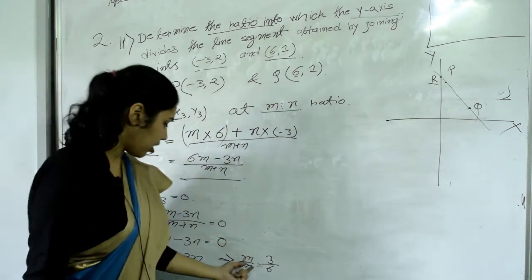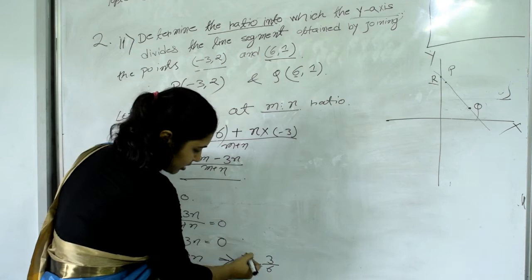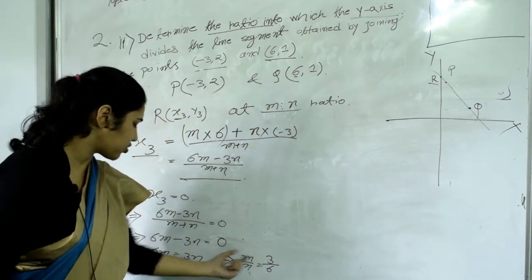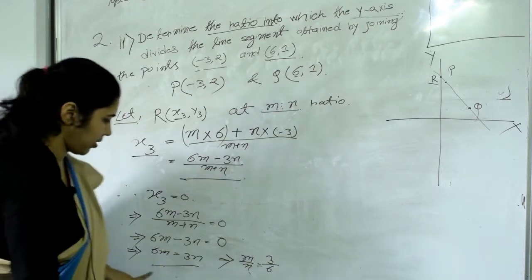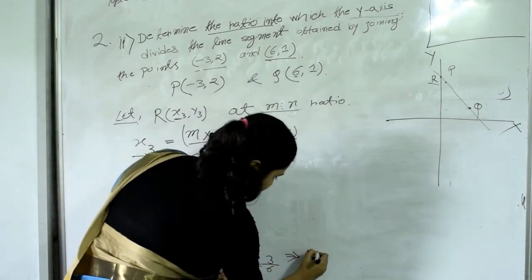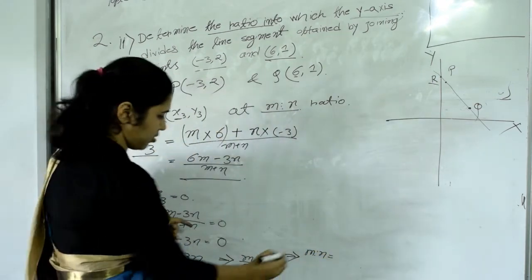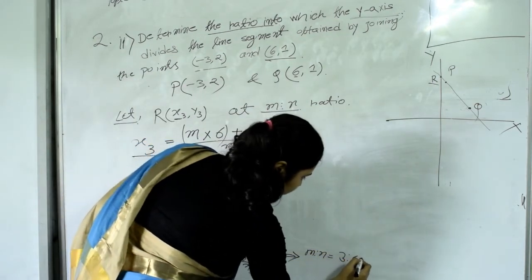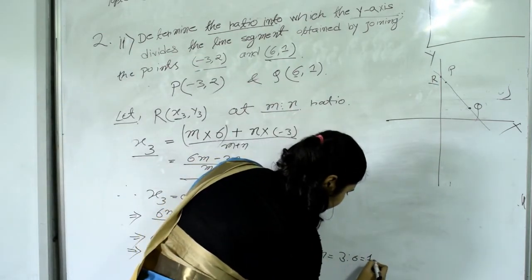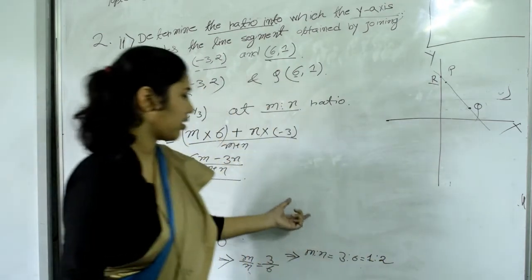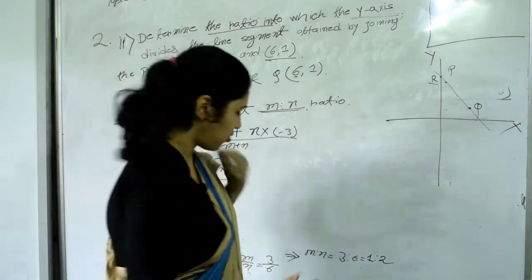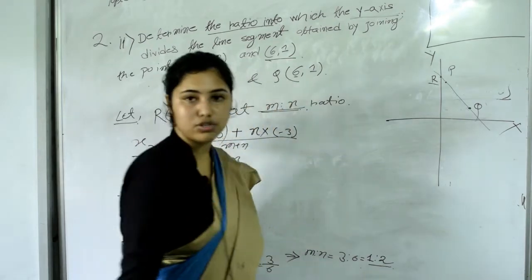Now cross multiply, we get 6m equals 3n, right? Which implies m is to n is equal to 3 into 6. Now we can reduce this 3 into 6 as 1 is to 2. So the value of m is to n is equal to 1 is to 2.